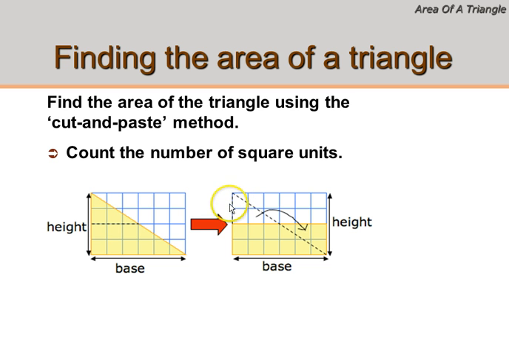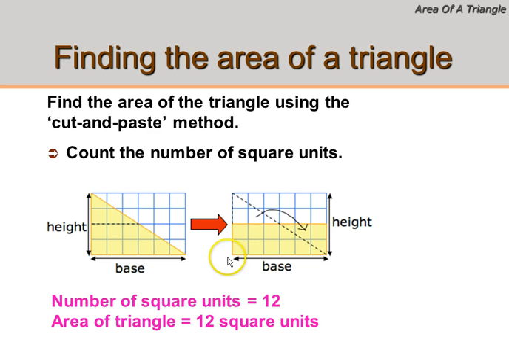At a glance, you can see that there are 24 squares, and the yellow portion occupies half of them, which is 12. So the number of square units is 12. Therefore, the area of this triangle is actually 12 square units.